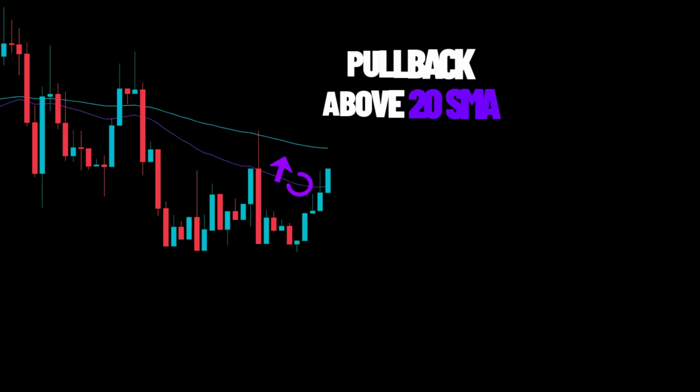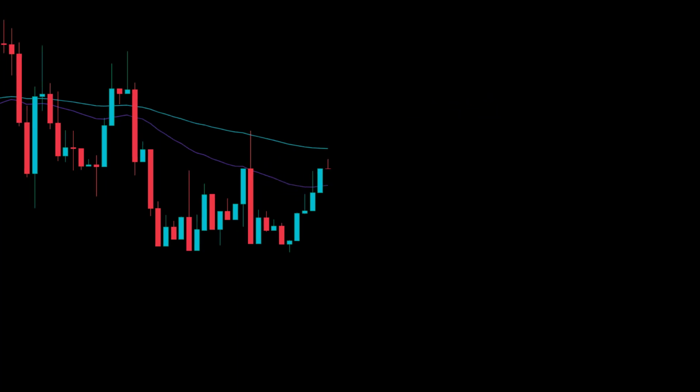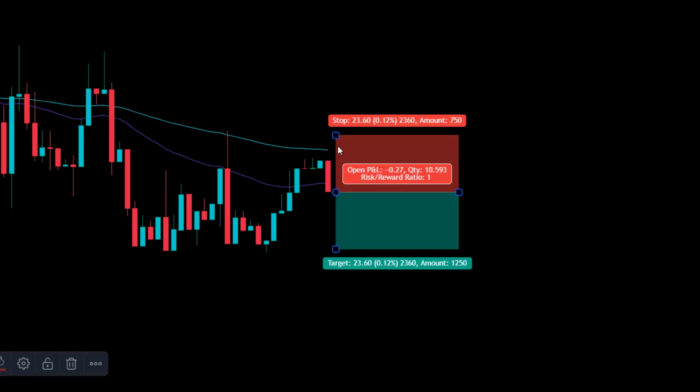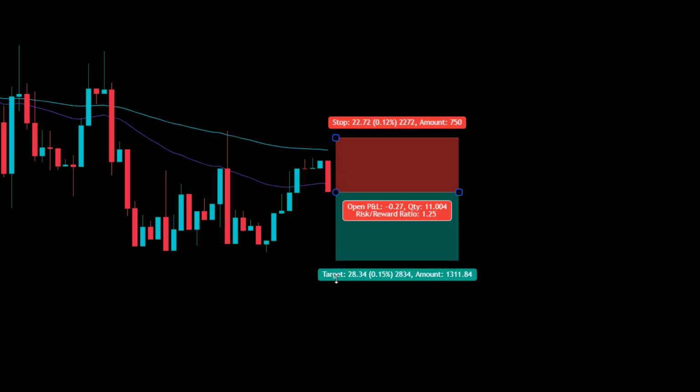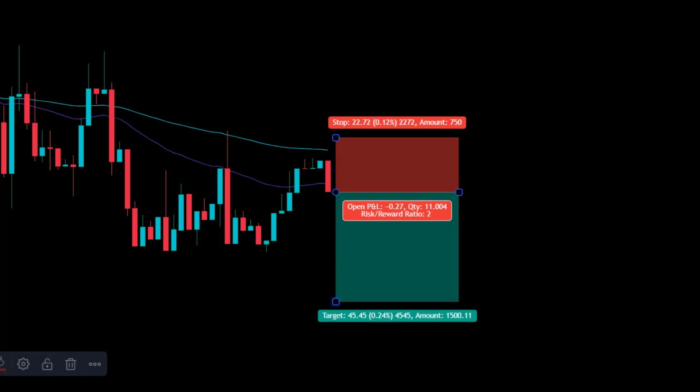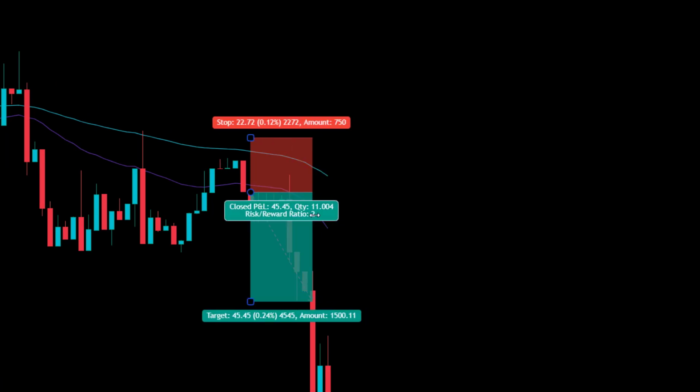We are now waiting for a pullback upwards. Once again, the area between the 20 and 50 SMA is the one that draws our attention. Indeed, as soon as the price drops below the 20 SMA again, we open our selling position and set the stop loss above the 50 SMA and our target twice as low. As you can see, this was another nice profitable selling position.